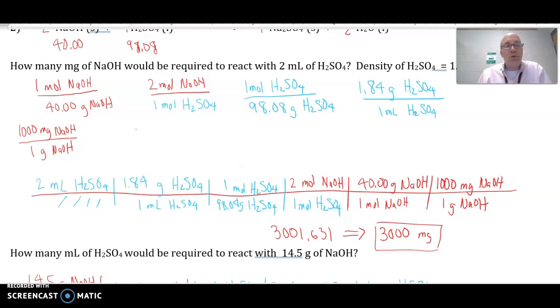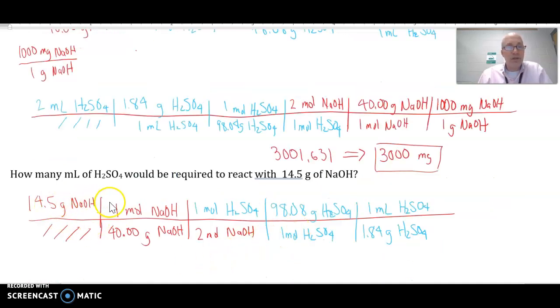So one thing I want to point out about this, the way that this problem is actually asked, it would only be assumed to have one significant figure, because this number right here has one significant figure. So this number right here, as it comes out of your calculator, would be rounded to 3,000. All right.